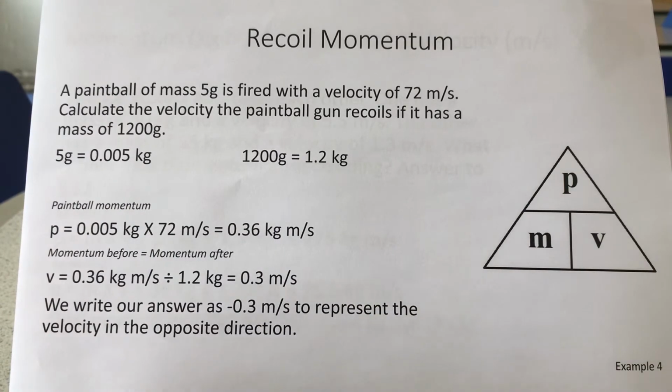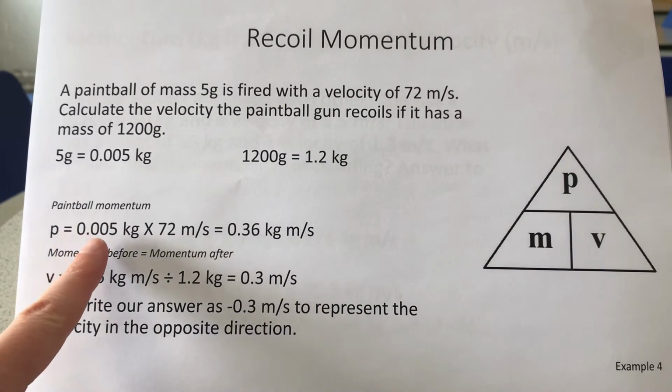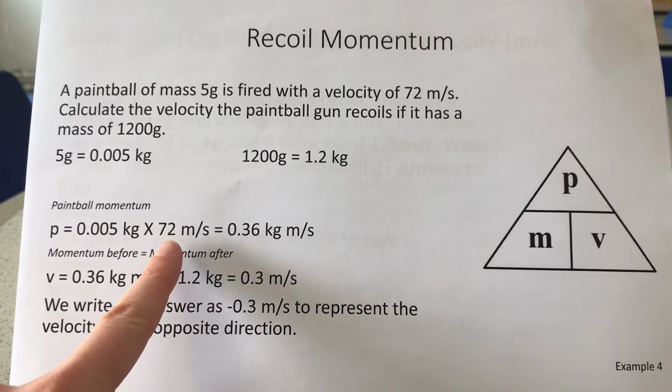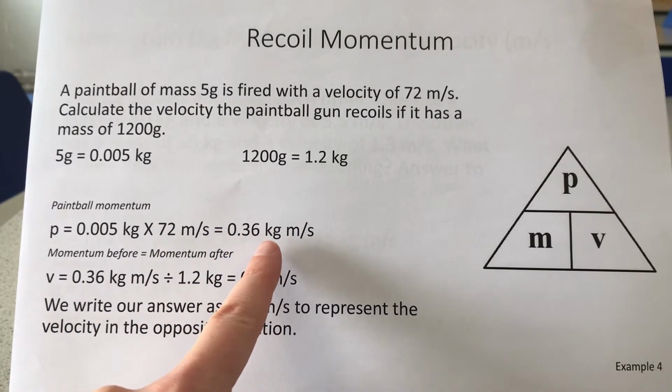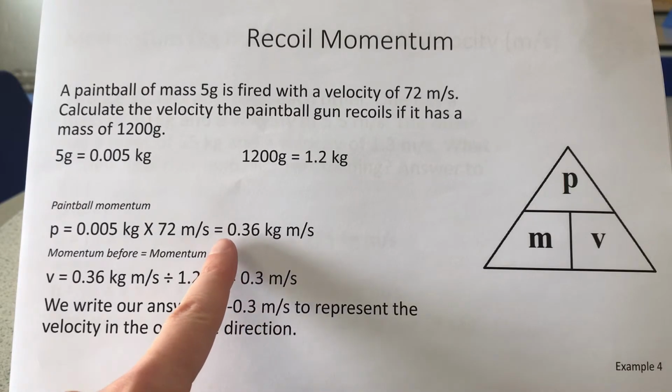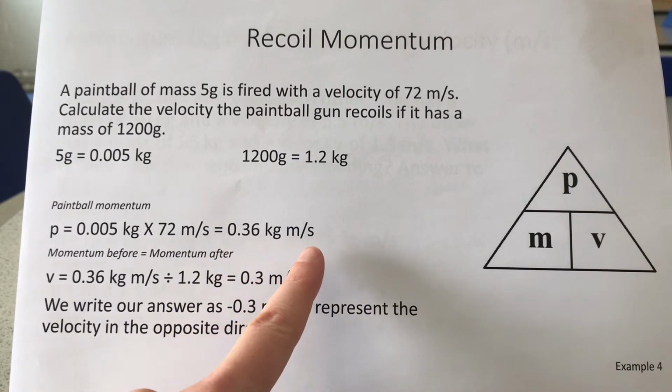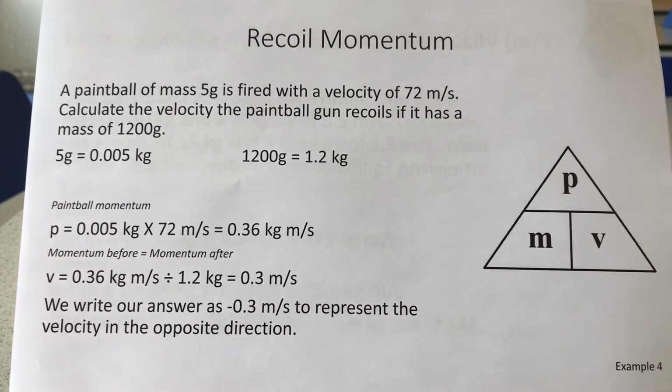Let's look at the momentum of the paintball itself. So we're using the momentum equation again, mass times velocity. So there's the mass of the paintball multiplied by the velocity gives us a momentum of the paintball itself at 0.36 kilograms meters per second. And that's because it's a really light paintball, so it doesn't have a huge amount of momentum. Now the momentum before and the momentum after are equal, conservation of momentum, there is no difference in the momentum.